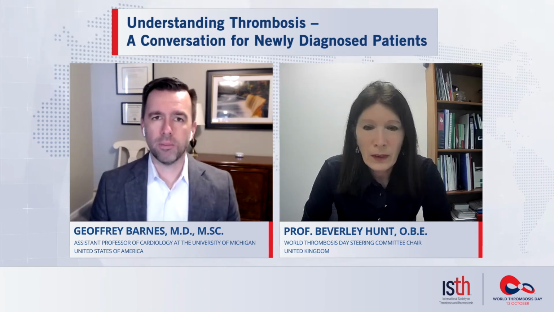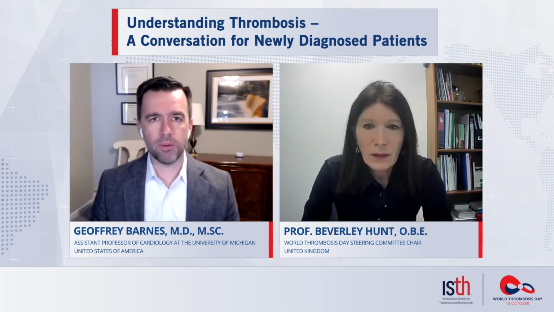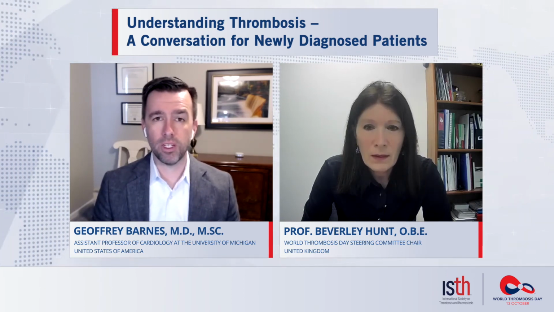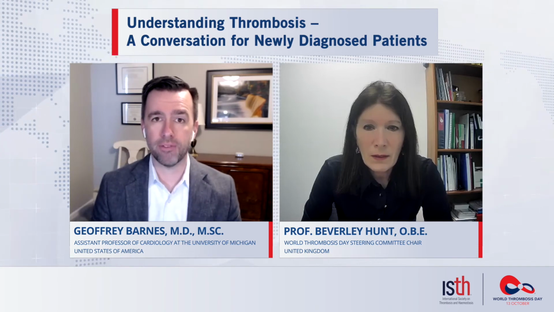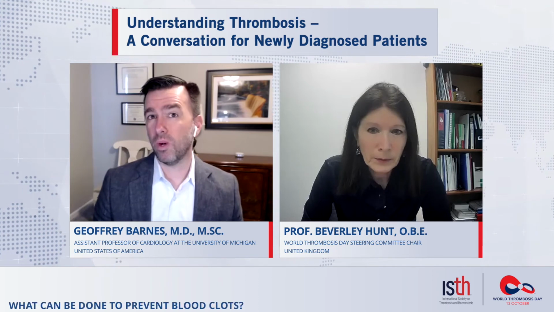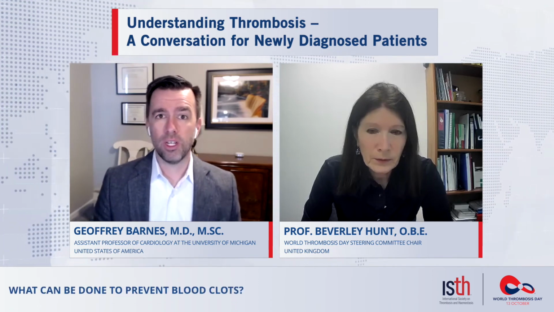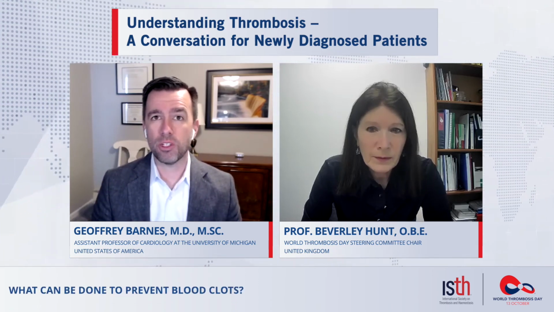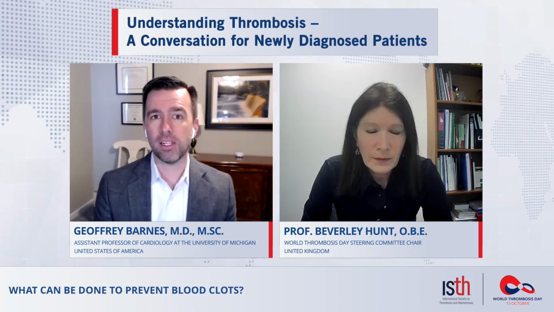So as we've talked about, developing a deep vein thrombosis or pulmonary embolism can really be quite a life-altering event. It can be quite serious. Many people may wonder, what can I do to prevent this? Are there strategies I can use to make it less likely to develop a blood clot? What would you recommend?